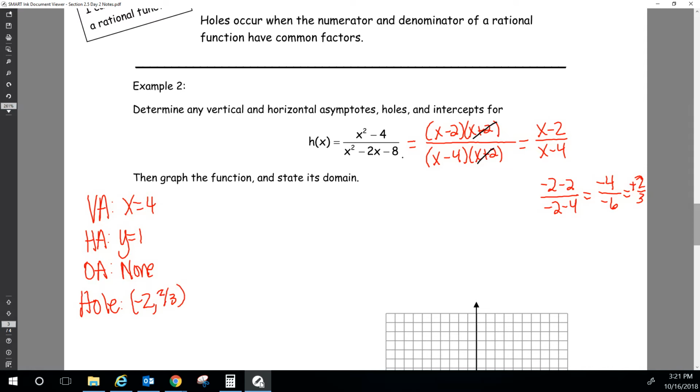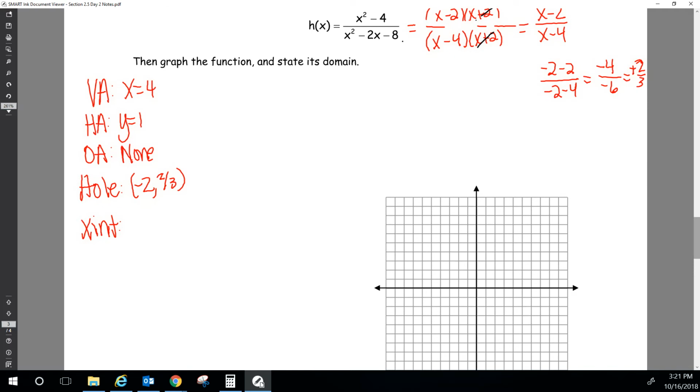All right, and then for my x-intercept, that's where my numerator is equal to 0. You have to be careful though, we don't want to use this numerator here, because if I looked at this numerator, I'd say, well, it's 0 when this is 2 and when it's negative 2. But we just said at negative 2, I've got a hole there. Sorry, this piece here would be a hole. So my only x-intercept is when x minus 2 is equal to 0, or x is equal to 2. So 2, 0 is my only x-intercept.